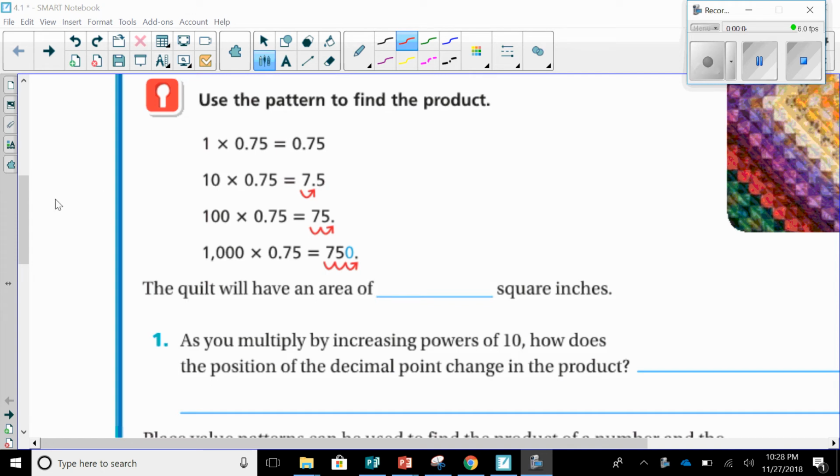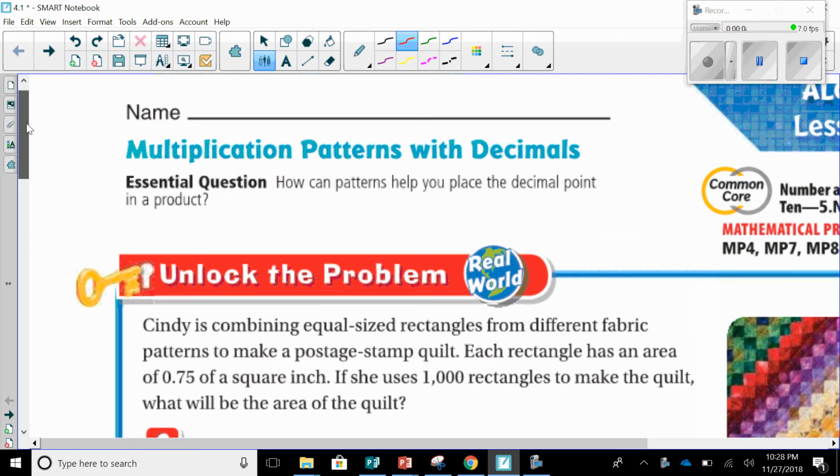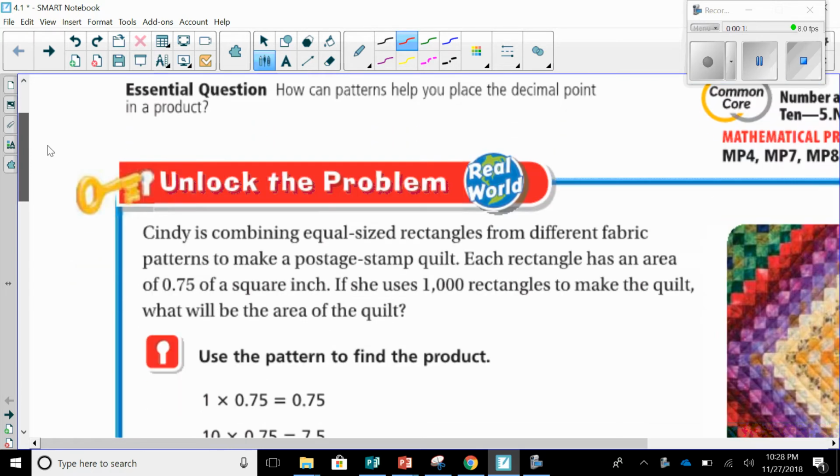Okay, so today our lesson is on multiplication patterns with decimals. We're going to learn today how patterns can help you place the decimal point in a product.